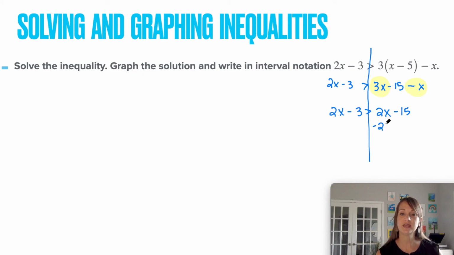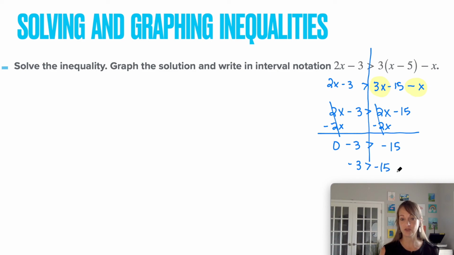Now, I need to get the x, well, I can do one of two things. I can either get the x's together or I can get the numbers together first. It does not matter. So if we were to get the x's together first, we would subtract 2x from both sides to get rid of it. But what happens is 2x minus 2x ends up giving me a 0. They cancel, leaving me -3 is greater than -15. And so we actually have the inequality, -3 is greater than -15.